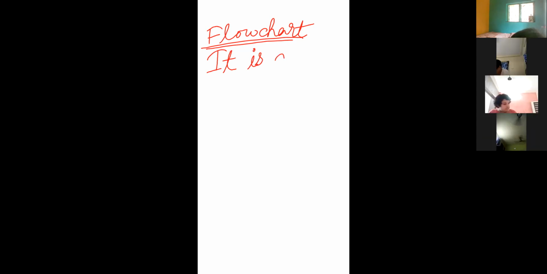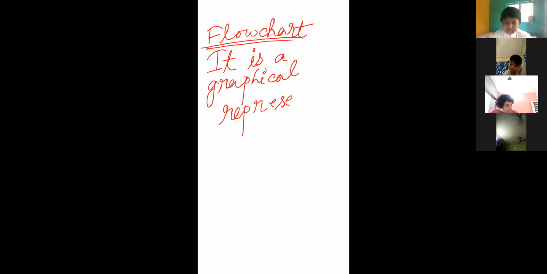Now flowchart. Give heading. Basically, flowchart means that one thing you should remember, graphical representation. The word is very much related to flowchart. That is graphical representation. Just write, it is a graphical representation of a program.